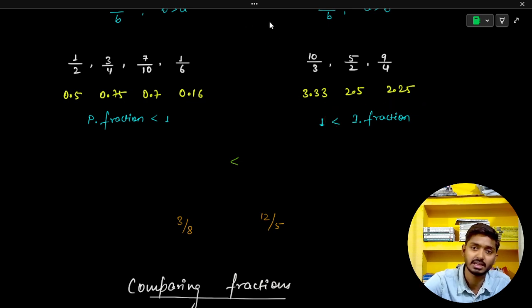We can say proper fraction would always be less than improper fraction.